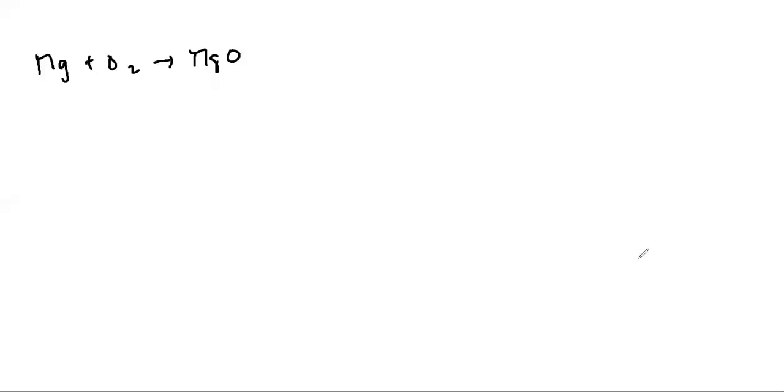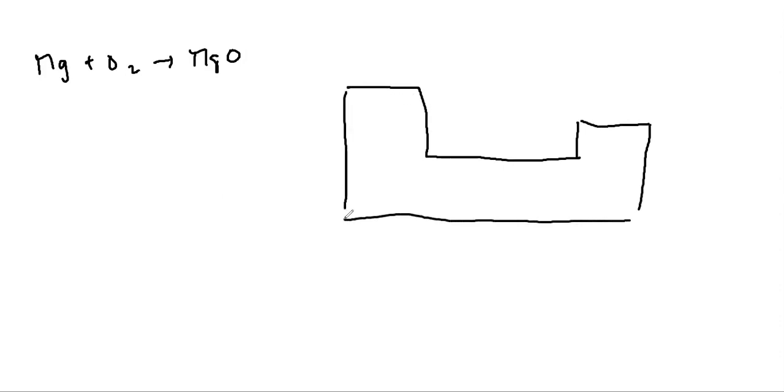Okay, so I would like to share with you how to distinguish acidic, alkaline, and neutral oxides from the trend of the periodic table. First and foremost, if we consider the periodic table, right? I have a simple sketch of the periodic table here.